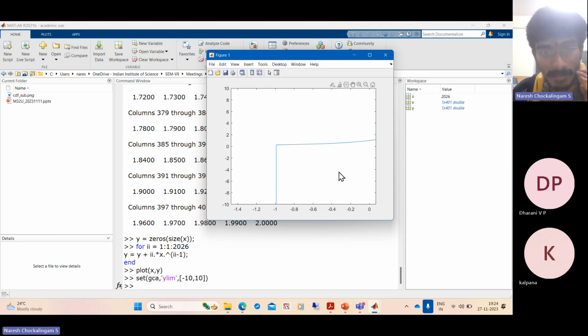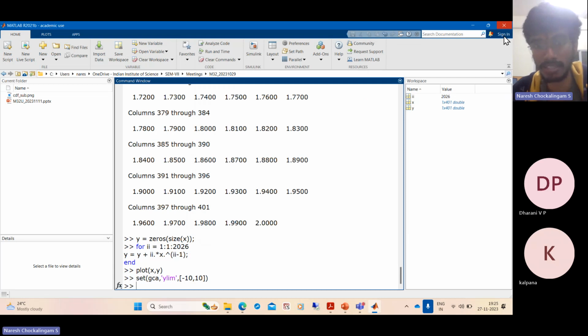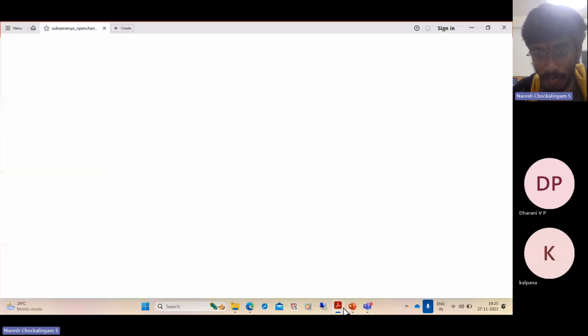So this is how the function behaves. When x is less than 0, it drops very fast to a negative value, which is unbounded. So it keeps going. And when x is greater than 0, it rises indefinitely to a very large positive value. Therefore, there is neither a global maximum nor a global minimum. So that is just to demonstrate. Now let us get into today's session.